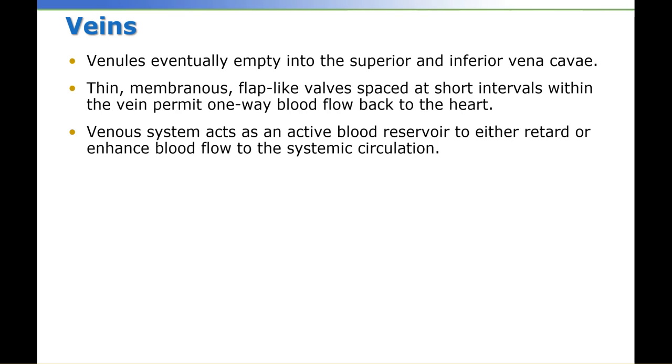Veins: venules empty into the superior and inferior vena cava, which is what I showed on that heart. Superior from the head and neck, and the inferior from the trunk, legs, things like that. These thin membranous flap valves, spaced at short intervals within the vein, permit one-way blood flow back to the heart. The venous system acts as an active blood reservoir to either retard or enhance blood flow to the systemic circulation.